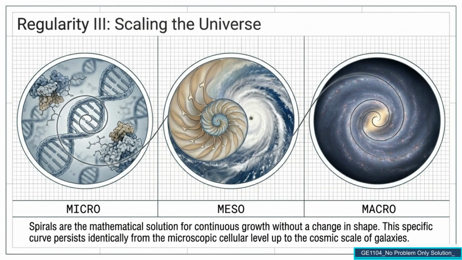Spirals are a mathematical solution for continuous growth without changing shape. This curve is found everywhere, from microscopic cells to massive galaxies.